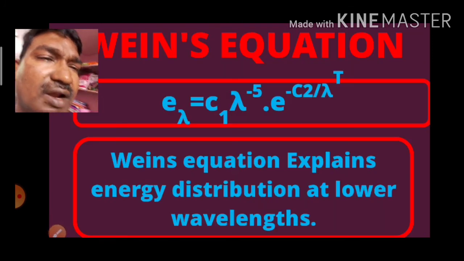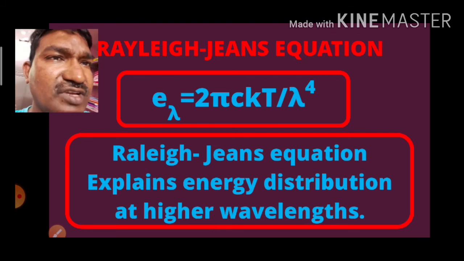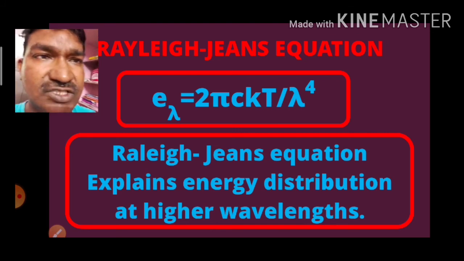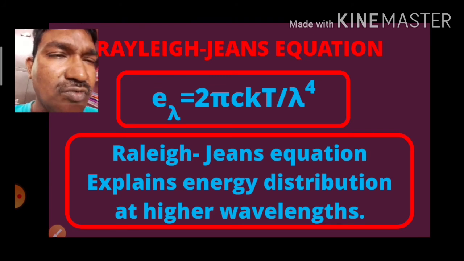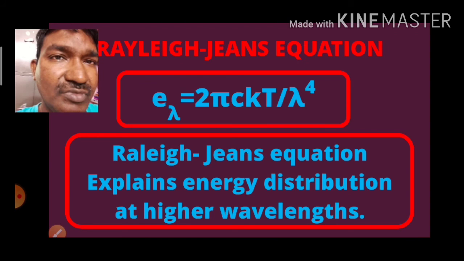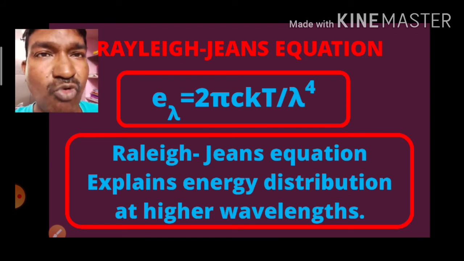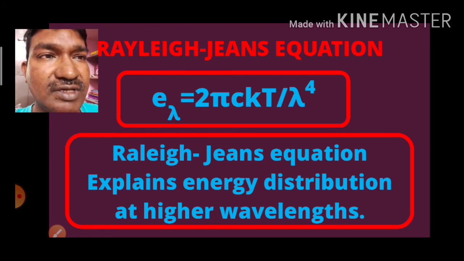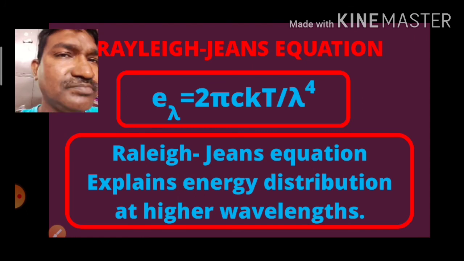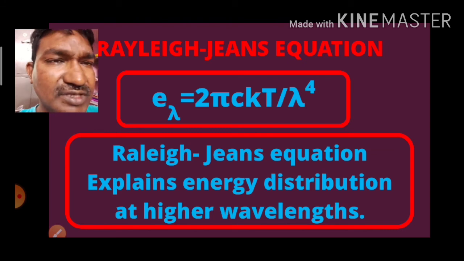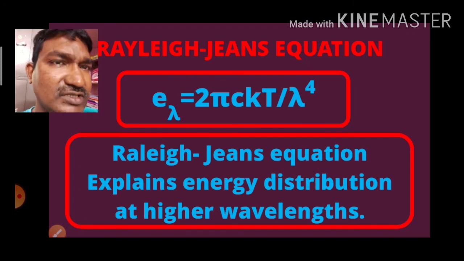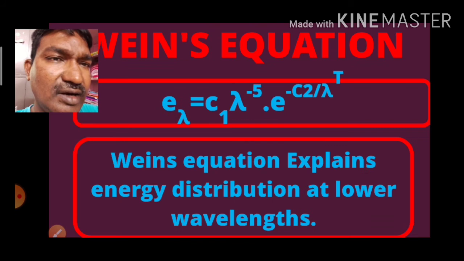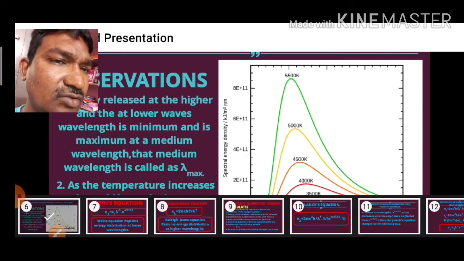Next, what happened? Rayleigh-Jeans proposed another equation that is known as the Rayleigh-Jeans equation. That is 2 pi c k T by lambda to the power of 4. Here we know very well that c is light velocity and k is the Boltzmann constant, the energy per atom, and T is the absolute temperature. And the Rayleigh-Jeans equation explains the energy distribution at higher wavelengths. Wien's equation explains the energy distribution at lower wavelengths.